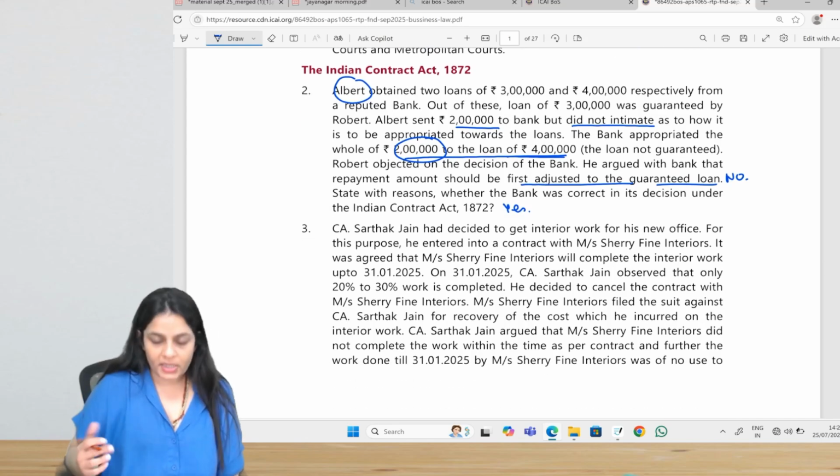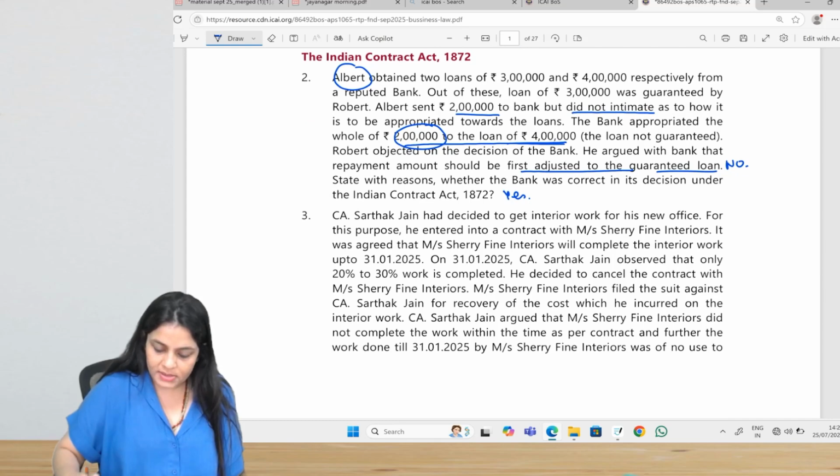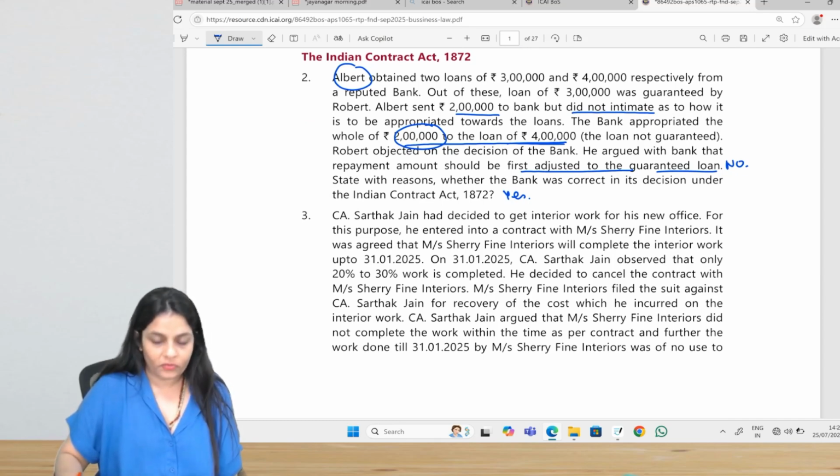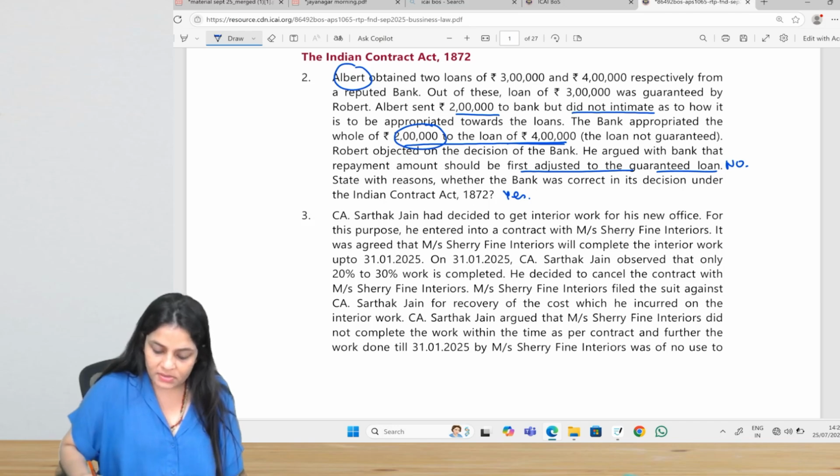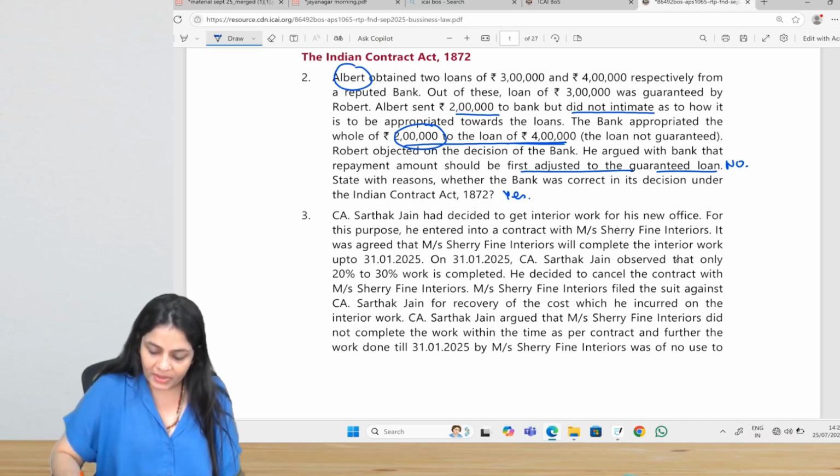So moving on to the next question. Sarthak Jain has decided to get interior work for his new office. For this purpose, he entered into a contract with Messrs. Sherry Fine Interiors. It was agreed that Messrs. Sherry Fine Interiors will complete the interior work up to 31/1/25.